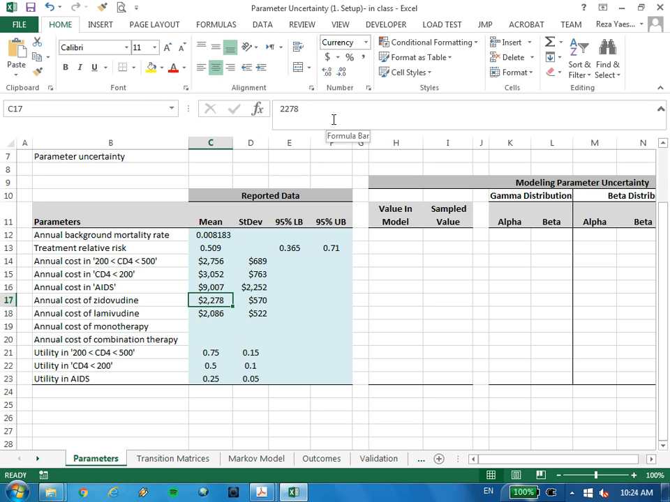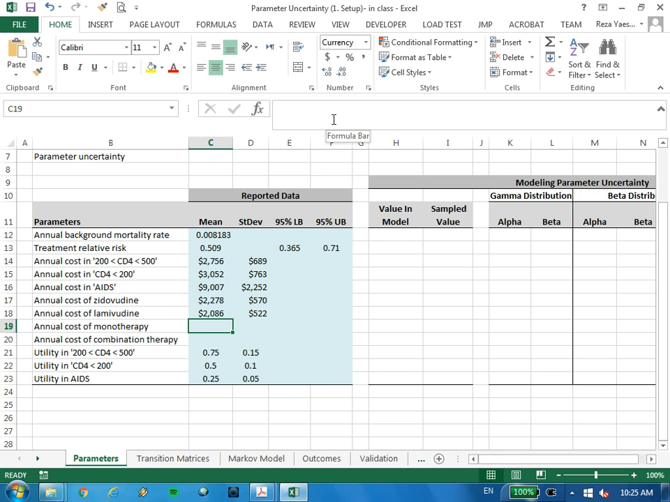Similar for the annual cost of the two drugs that I'm considering. The annual cost of monotherapy is just equal to the annual cost of zidovudine, and the annual cost of combination therapy is the sum of these two costs. So I don't have any uncertainty particularly around those because those are determined by the cost of the drugs. So the uncertainty around them depends on the uncertainty around the cost of the drug. So I leave them alone.